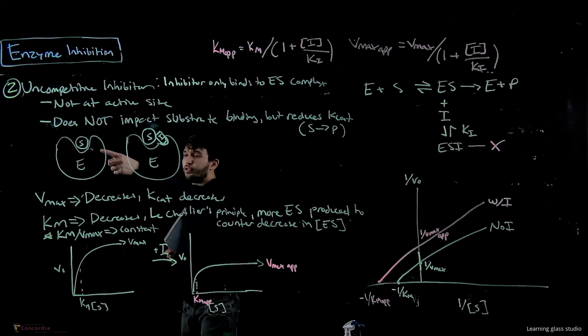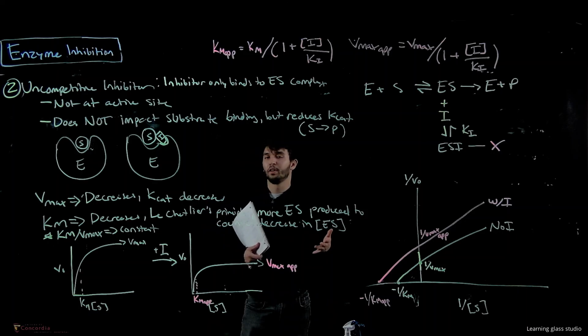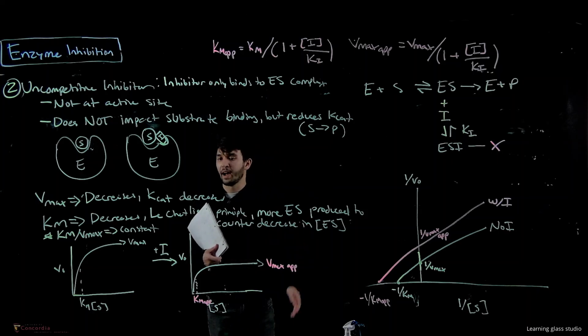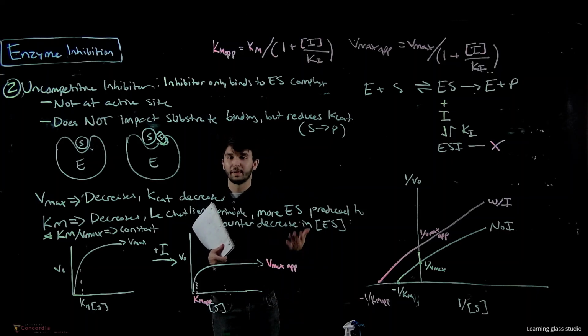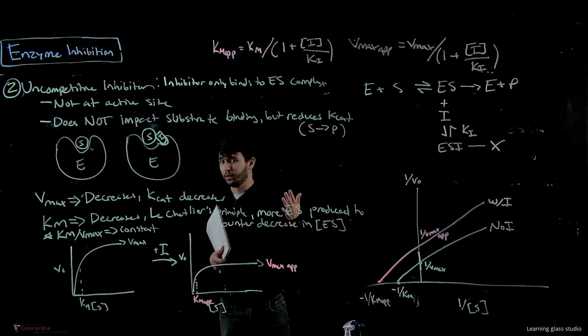So you see the substrate binds to the enzyme, and the inhibitor binds somewhere near the active site. So the substrate can still bind to the active site, but the inhibitor is preventing the conversion of substrate to product. So what we're going to see is a decrease in Vmax. This is fairly straightforward. It's because Kcat decreases. So if Kcat decreases, then the rate of substrate to product decreases, Vmax decreases.